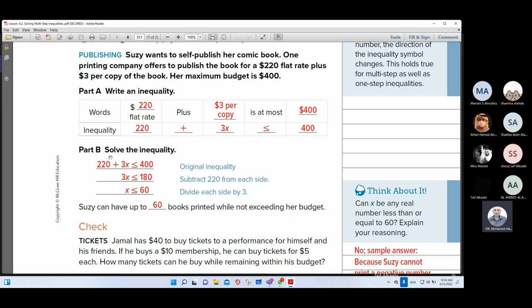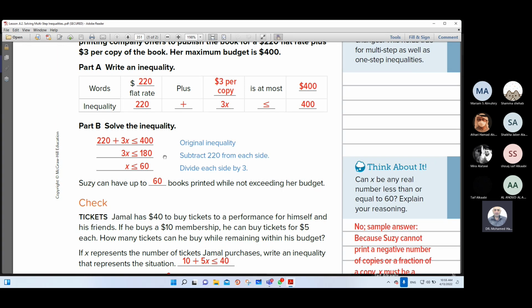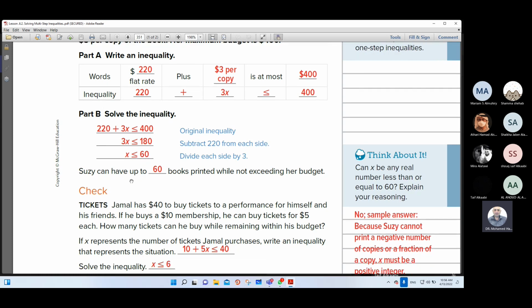The second step, we want to solve this inequality. To solve this inequality, we can subtract 220 from the two sides. 400 minus 220 will be 180. Then we can divide the two sides by 3. 3x divided by 3 will be x. 180 divided by 3 will be 60. So the set of solution is x less than or equal to 60, which means Susie can have up to 60 books printed while not exceeding her budget.